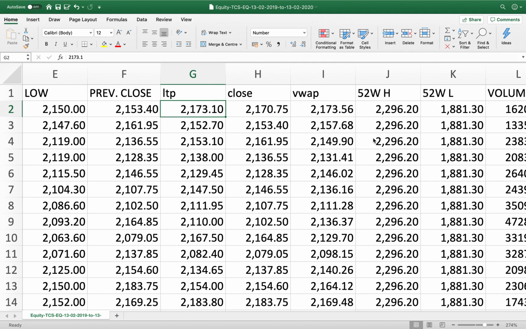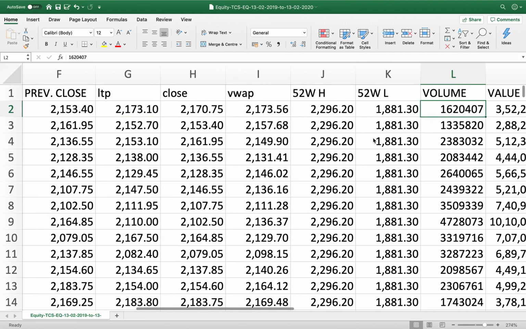Since VWAP alone will take around 15-20 minutes for me to explain, I'm just skipping it right now. But understand it as an indicator that the maximum trade price happened at a certain volume, and it was the volume weighted average price, right? So 52-week high and 52-week low is something which you can see here as well.